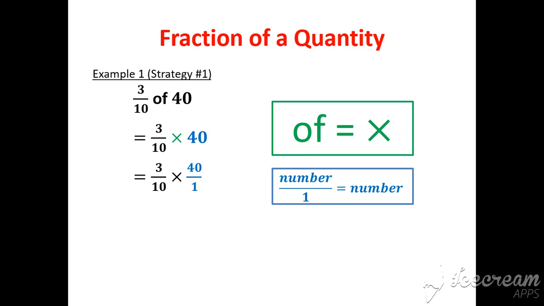Now you just go top times top, bottom times bottom. So 3 times 40 is 120, and 10 times 1 is 10. Now we've just got to try and simplify that fraction. We can cancel off a 0 on the top and a 0 on the bottom. We're left with 12 divided by 1, and 12 divided by 1 is just 12. So 3/10 of 40 is 12.